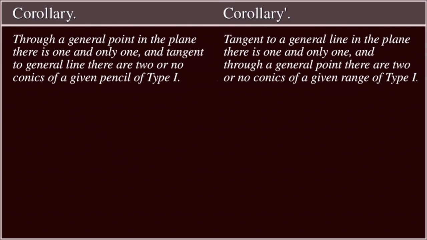Corollary. Through a general point in the plane there is one and only one, and tangent to a general line there are two or no conics of a given pencil of type 1. Corollary. Tangent to a general line in the plane there is one and only one, and through a general point there are two or no conics of a given range of type 1.